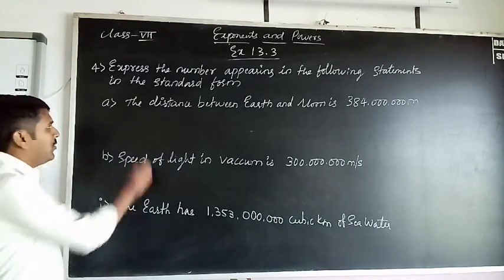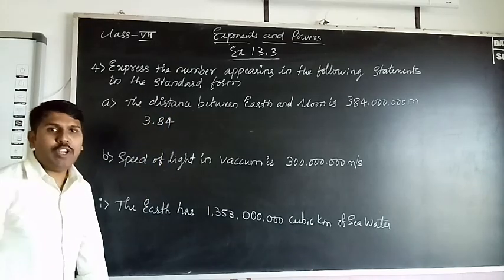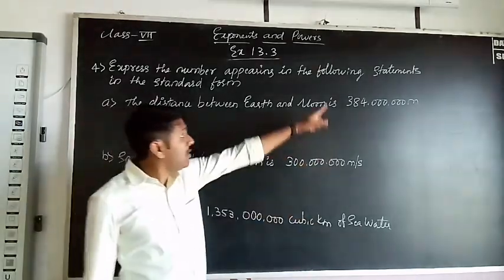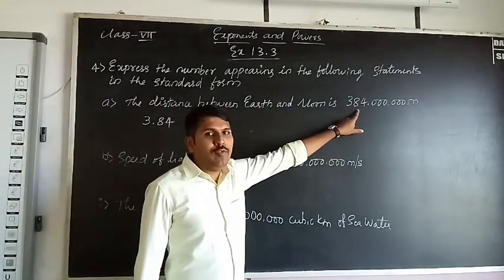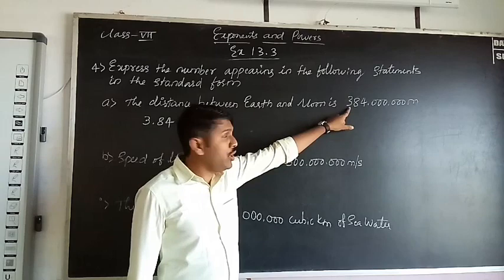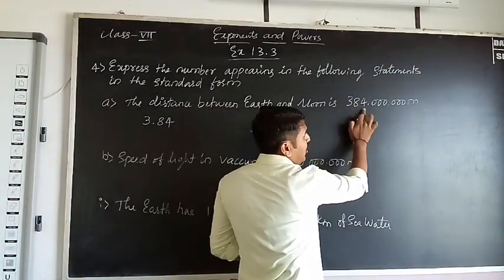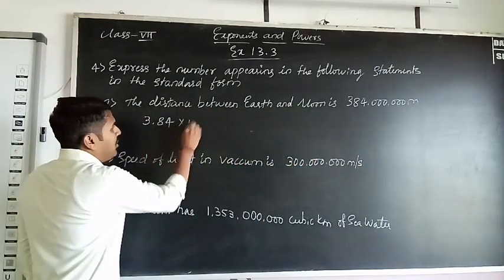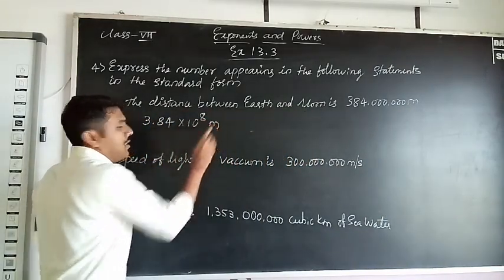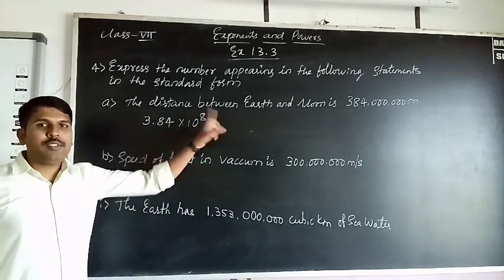384 million. So first 3.84. Because they asked for standard form, right. So 3.84. After the decimal point, total how many digits? After giving these 3, 2, 5, 8. So what is the answer? Into 10 raised to 8 meter. That's it. 3.84 into 10 raised to 8.